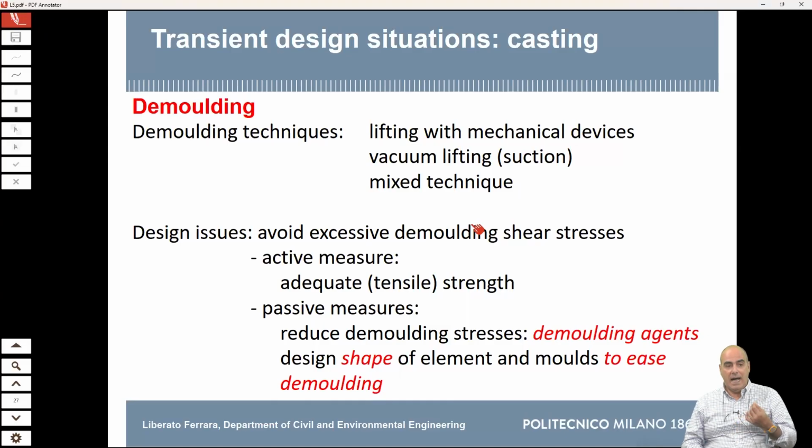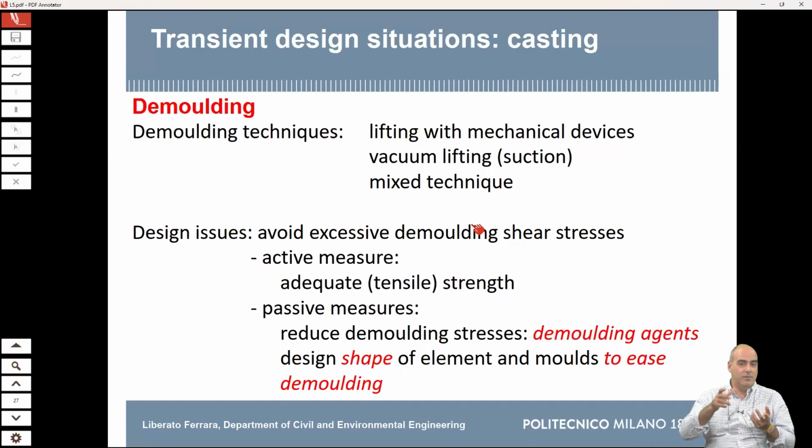So how can we guarantee that our structural element is fit for demolding, in a sense? Well, we have active and passive measures. Active measure: we know that there are some shear stresses, the friction. We have to guarantee enough shear strength. But what is shear strength due to in concrete?